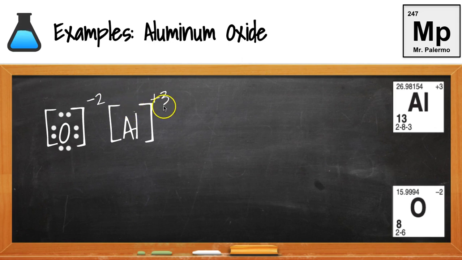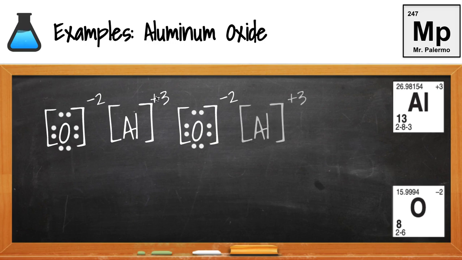Right now we have 1 extra positive charge, so I'm going to bring in another oxygen to gain more negative charges. Now I have -2 and -2 is -4. We have +3, so now I have too many negative charges. So I'm going to bring in another positive charge. That gives me +6 on my aluminum, but only -4 on the oxygen. So I need 1 more oxygen to get this to equal 0. So -2, -4, -6, +3, +3 is +6. This whole thing equals 0. So this is our completed Lewis dot diagram for aluminum oxide.